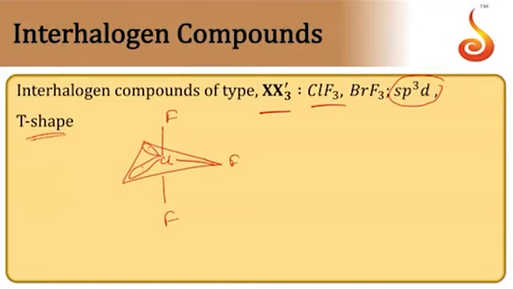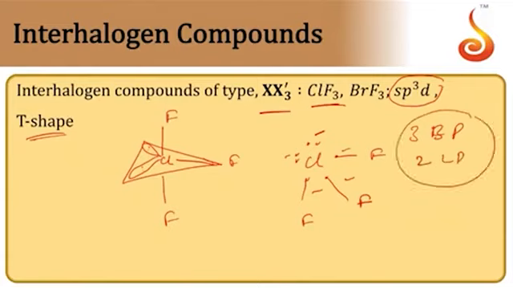How to see the number of pairs: chlorine has totally 7 valence electrons, so 1, 2, 3, 4, 5, 6, 7. There are 3 fluorine atoms forming bonds, so 1 bond here, 1 more here and 1 more here. That means we have 3 bond pairs and 2 lone pairs left. So the total number of pairs is 5, that will be sp3d hybridization.